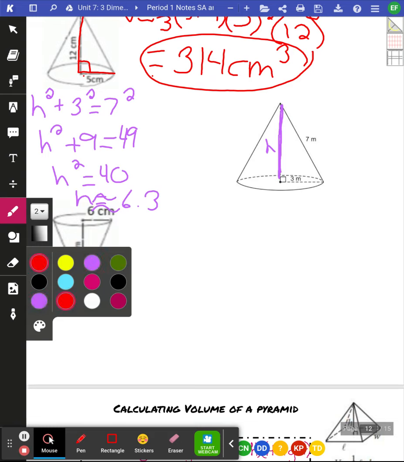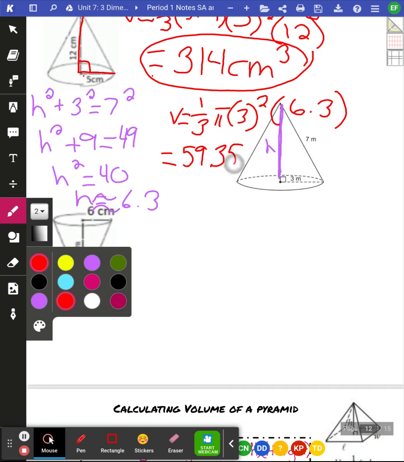So then now when I am going to calculate the volume, I need to do 1/3 pi, our radius here is 3, and then multiply that by that 6.3 that we just figured out. So again, entering that straight into the calculator. So 3.14 for pi, multiply that by 9, because that's what 3 squared is. Multiply that by 6.3, and then find 1/3 of that answer. So we get that our volume is approximately 59.35 meters cubed.